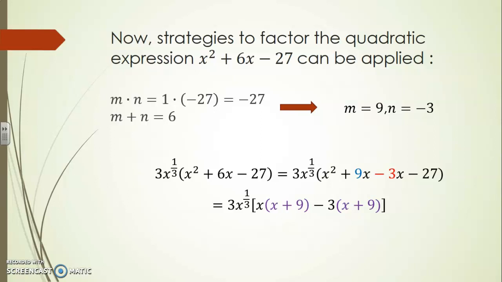So in the first pair, x squared plus 9x, x was common. From the second pair, we've chosen to extract minus 3 to make an x plus 9, repeating the one that came from the first term. x plus 9 is now a common factor and can be extracted, leaving x minus 3.